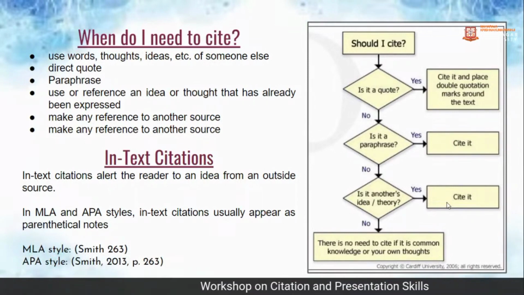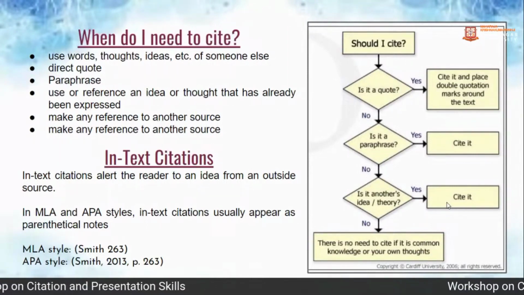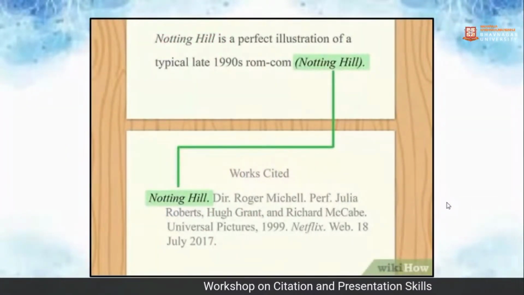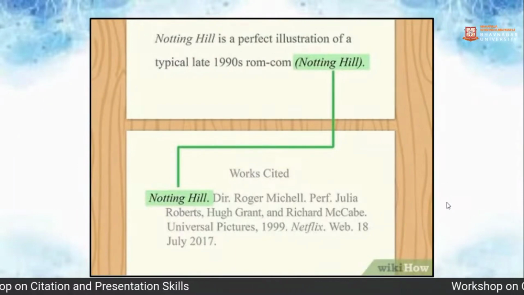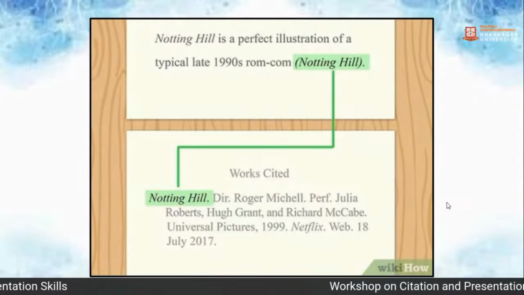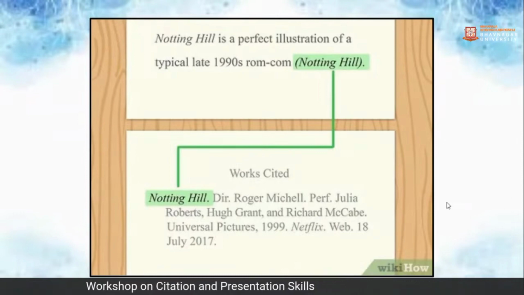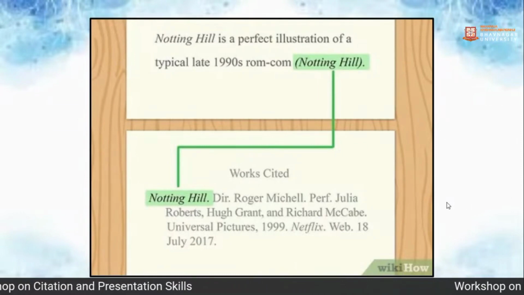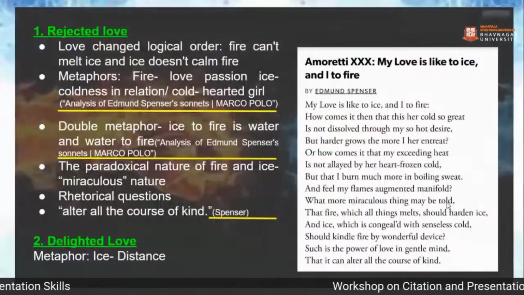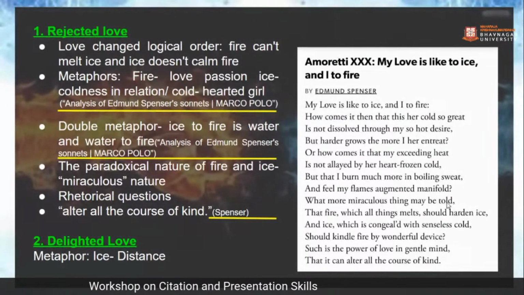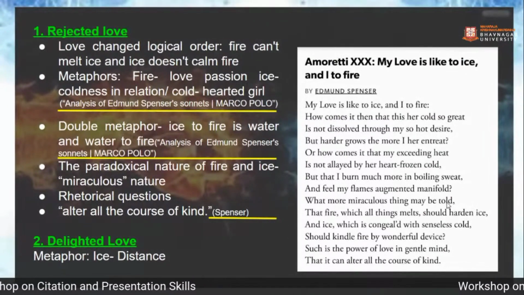So, you can see an image. Should I cite? If it is a quote, then yes, and you can read the image. Here you can see that Notting Hill is an in-text citation. Here in the work cited, the first word is a surname or second name of a writer, and that name will be used in the in-text citation in parenthesis. This is an example from one of my slides. You can see how in-text citation appears in our presentations.